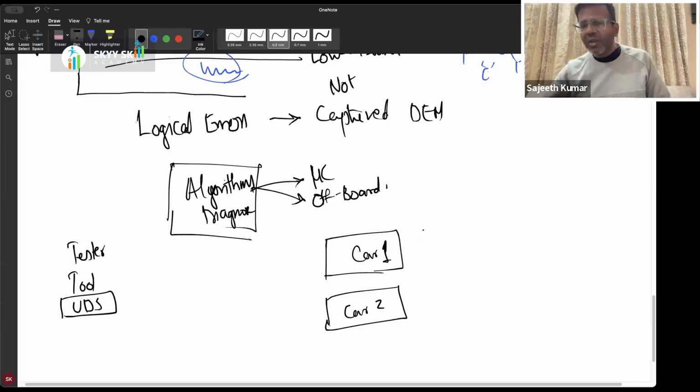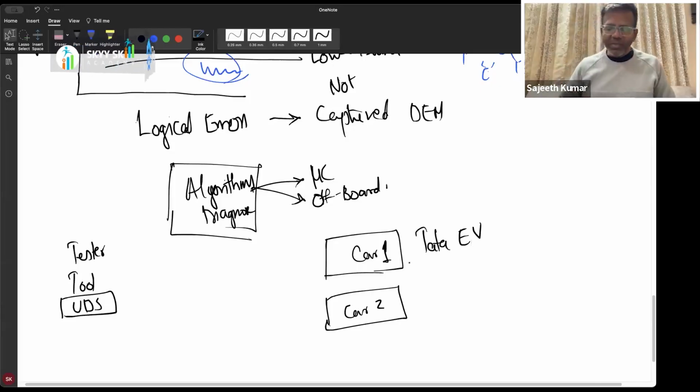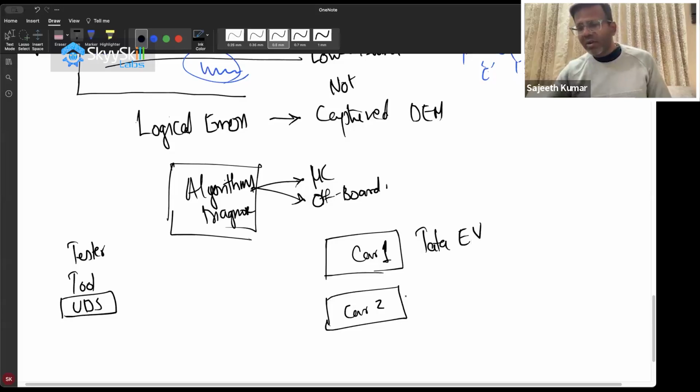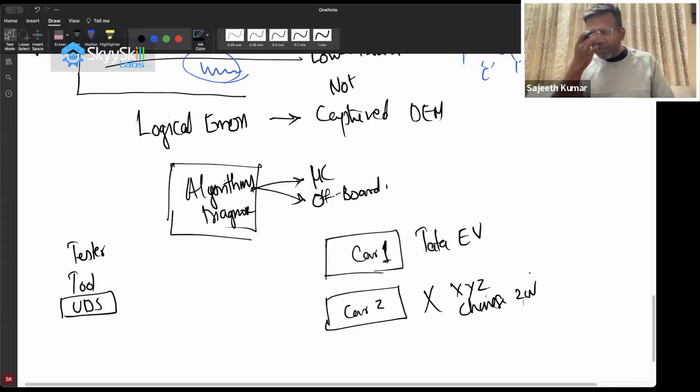So you will get a standard UDS tool for a Tata EV, right? You might get it for MG, Hyundai, Kia, whatever it is. But you might not get something for, let's say, I have a small company, some XYZ company, or a Chinese two-wheeler or something. You might not get a tool which has a UDS stack on it, right? More often than not, cheaper vehicles will not have UDS.